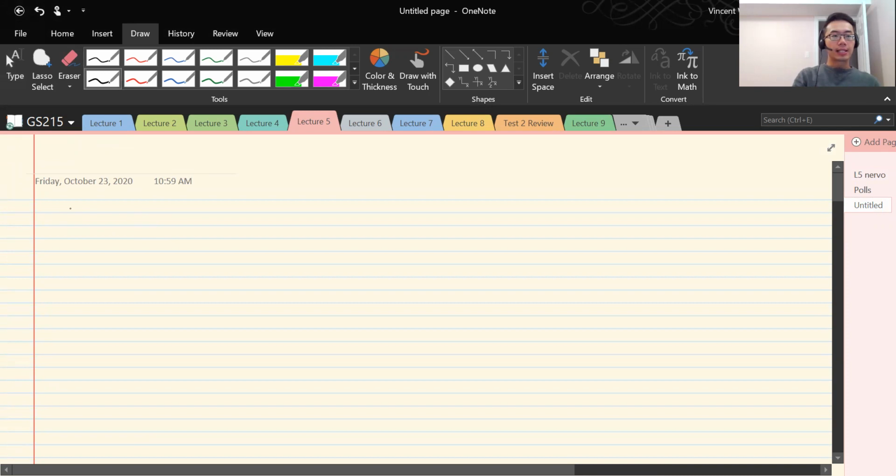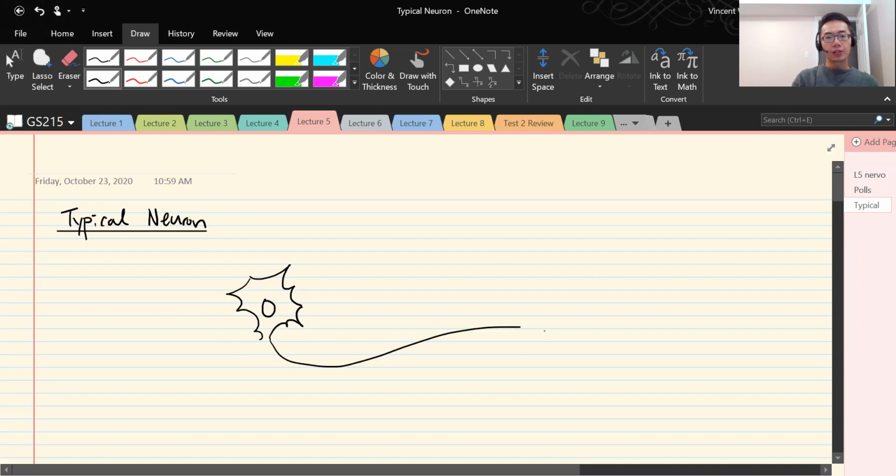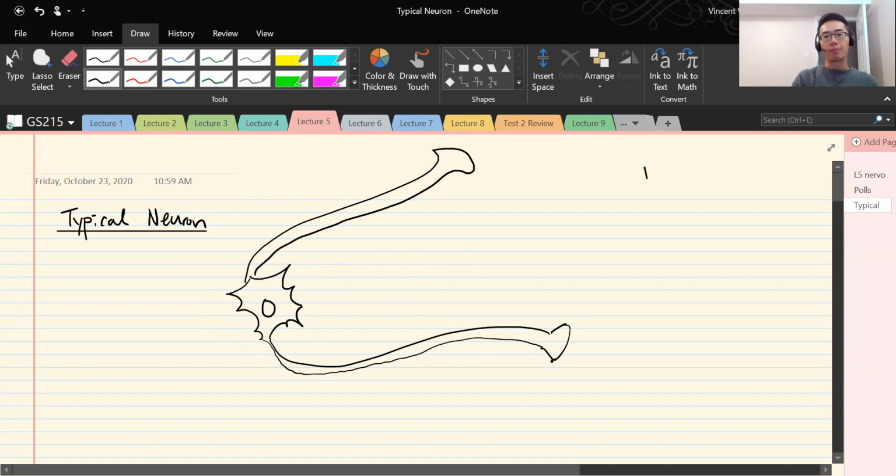So let's take a look at a typical neuron. Okay, so a typical neuron looks something like this. Right, you have your cell body, and then there's going to be a long tail that comes out like this. Now, sometimes there are neurons that have 2 tails like that. Okay, so these are like bipolar neurons. Right? But to keep it simple, we'll just look at ones that have a single tail coming out.